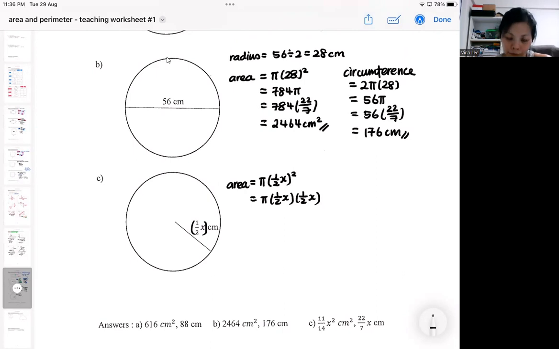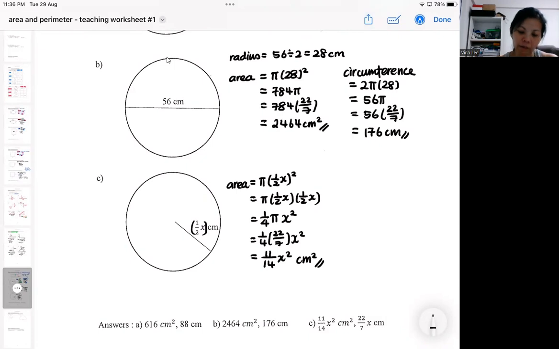Half times half will give you a 1/4. X times x will give you x squared. This is the answer if you need to leave it in terms of pi. Otherwise, again, I'm going to put in my pi. Then you punch calculator. So you get 11 over 14 x squared. Don't forget your units at the end of it. The same thing is going to happen for the circumference.